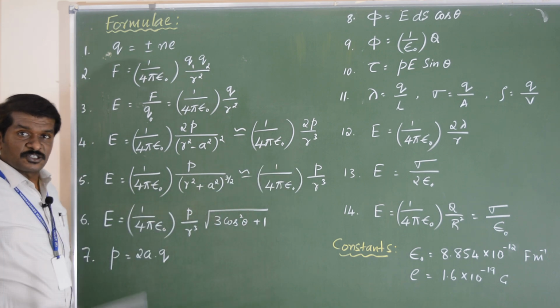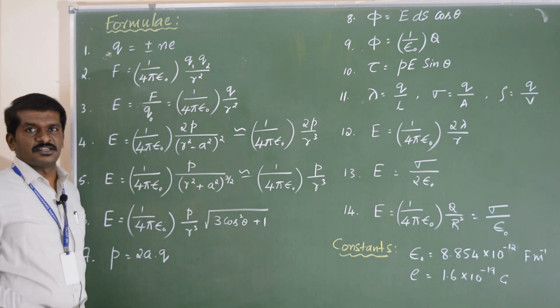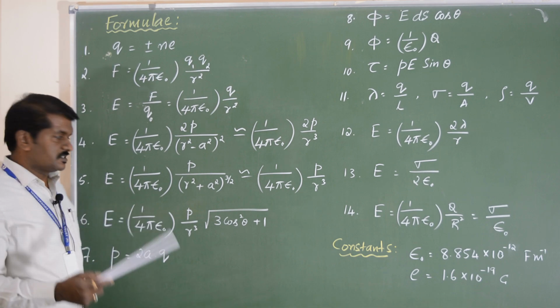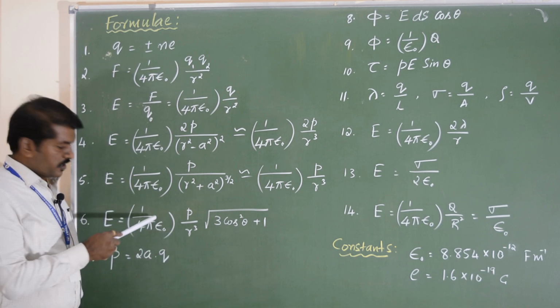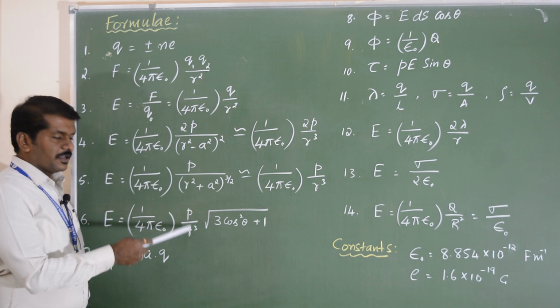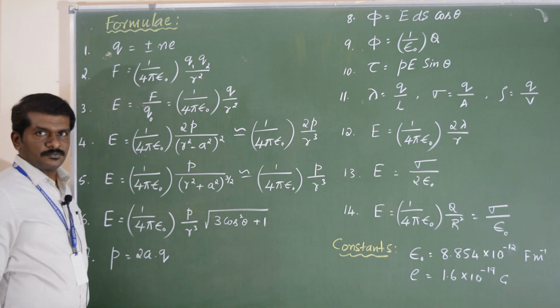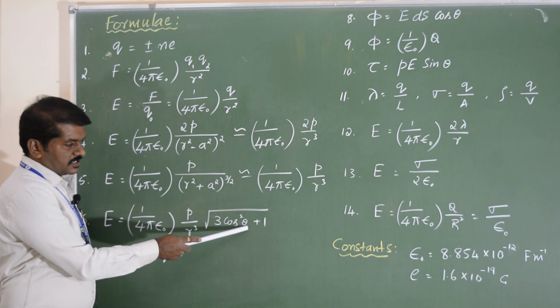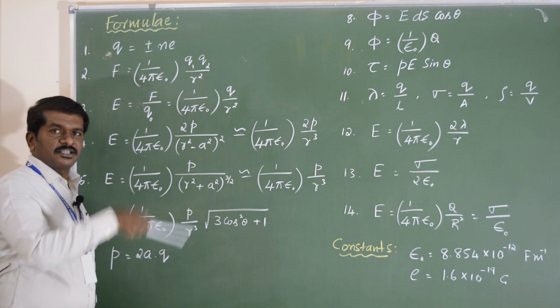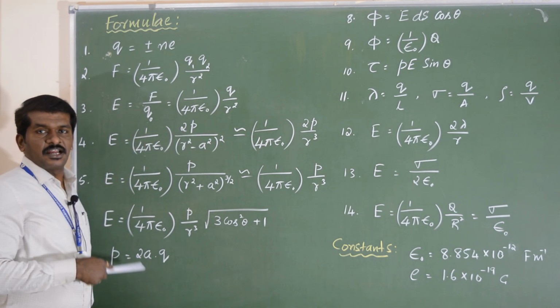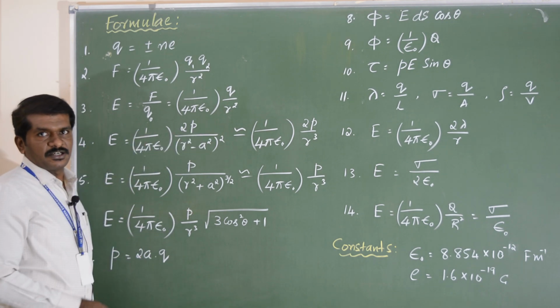There is a general expression to determine the electric field intensity at a point due to a dipole, given by E = (1/4πε₀) (p/R³) √(3cos²θ + 1), where θ indicates the angle between the direction of the line joining and the direction of the dipole moment.